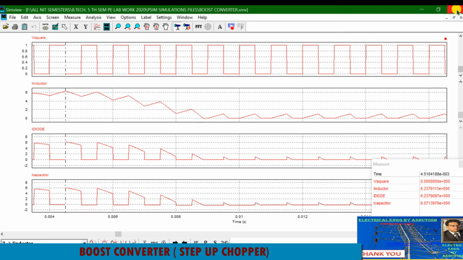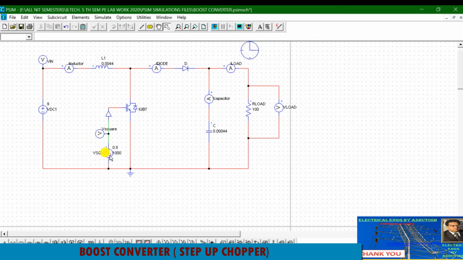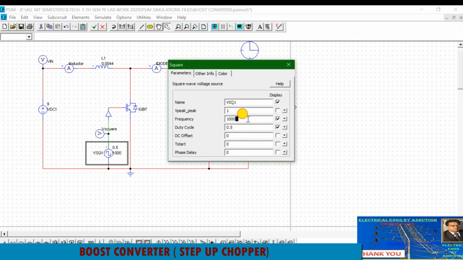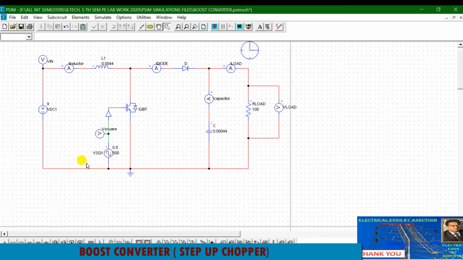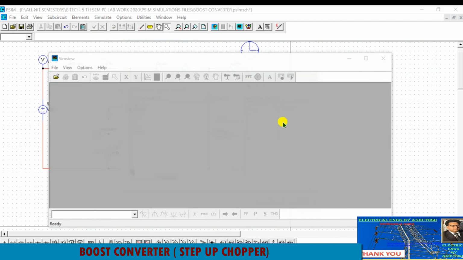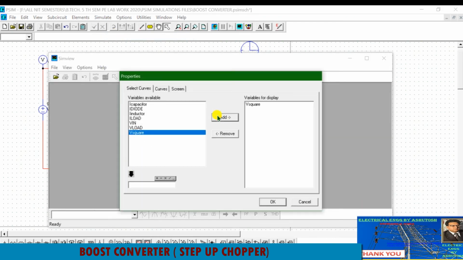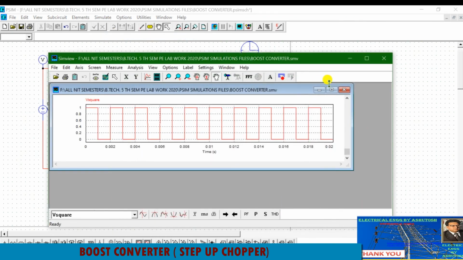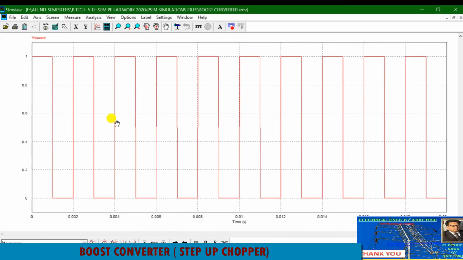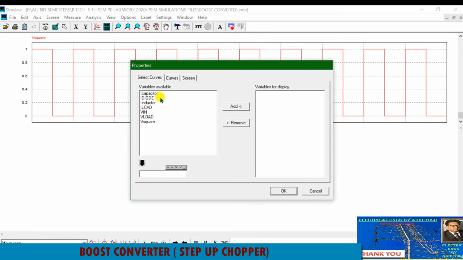Now you can also change the frequency of the square wave generator. If you put 500, the PWM frequency is changed. Now it becomes 500. Now you can see the change in square wave voltage. Frequency is decreased. Now you can select inductor current.